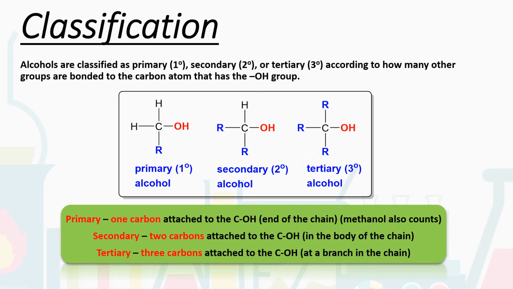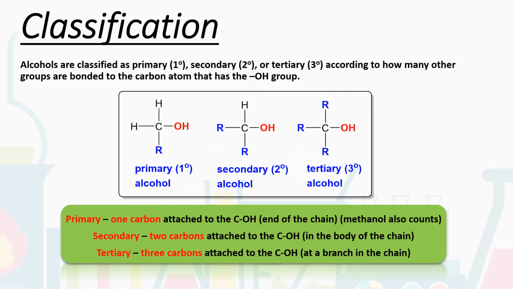Well, we classify alcohols by how many other carbon-based groups are attached to the carbon that has the OH group on. And we classify them as either being primary, secondary, or tertiary. So the primary alcohol, we have our C-OH bond, and that carbon atom is attached to one other carbon group, denoted as R in this case. Secondary alcohol has the carbon OH bond, with that carbon being bonded to two other R groups, two other carbon-based groups. And a tertiary alcohol has three other carbon-based groups bonded to that carbon with the OH on.